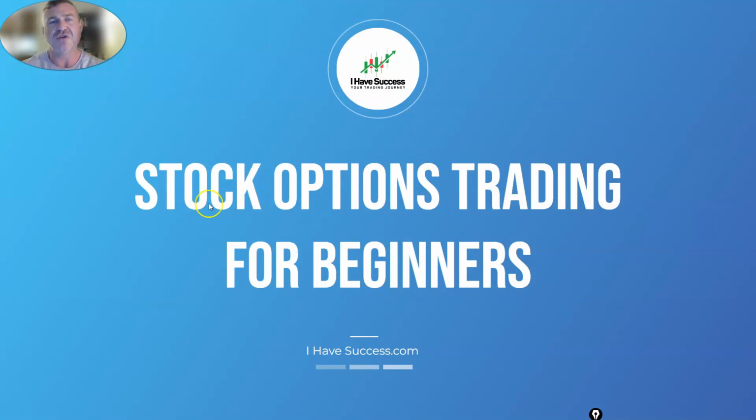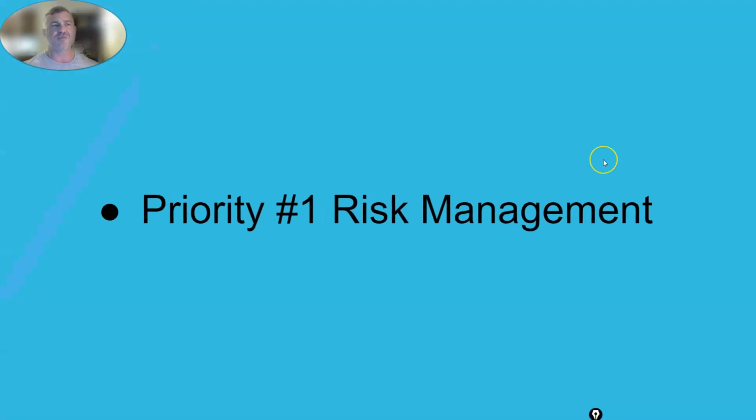So let's get into stock options trading for beginners. I'm going to give you some rules of thumb, some basic general principles to keep in mind as you begin your journey. Priority number 1, risk management. When you do good risk management, you can be in a position where the stock you bought here is trading down here and you're still cash flowing it, or doing some other things while it's lower.